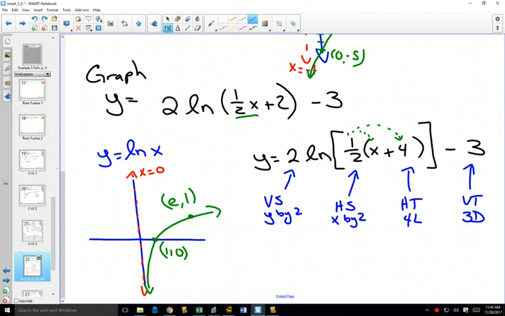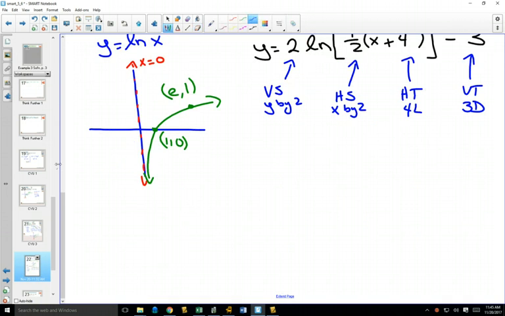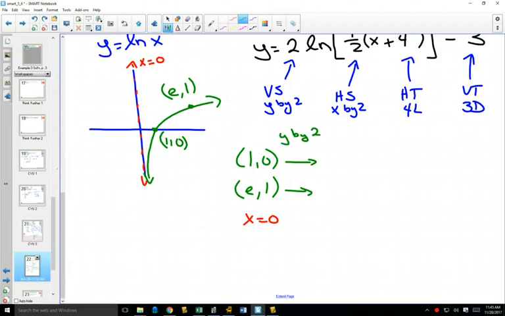So just like all of our other transformations, we're going to start with our beginning points. We have 1, 0, and we have e, 1. Our asymptote is at x equals 0. All of our stretches and compressions, we have 2. We're multiplying y by 2, and we're multiplying x by 2. So this point will become 2, 0. This point, multiplying the x by 2, you'll just write 2e, and multiplying 1 by 2, you'll get 2.